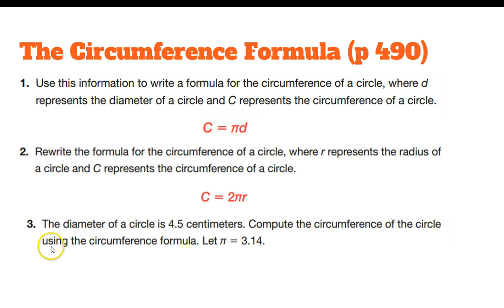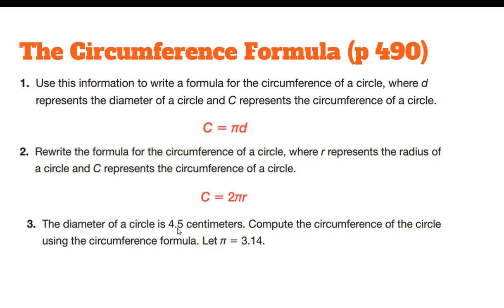All right. Number 3. The diameter of a circle is 4.5 centimeters. Compute the circumference of the circle using the circumference formula. Let pi be equal to 3.14. All right, so now we're going to put the circumference formula in and use it. We're going to use actually the formula. We are given that the diameter is 4.5 centimeters. So we have to figure out what letter should we replace with 4.5.